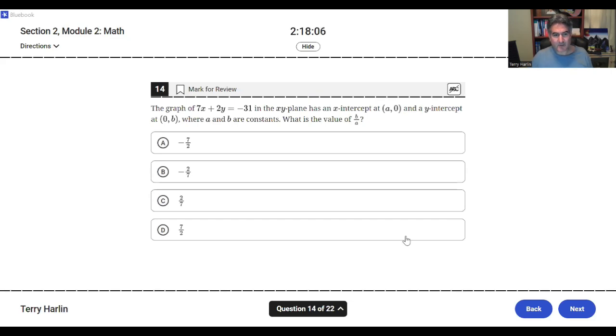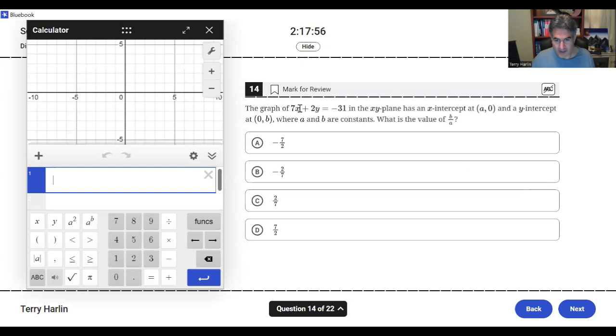Let's take a look at 14 in the next module. Okay, let me click on our calculator here. We've got the graph. This graph has an x-intercept of (a, 0) and a y-intercept of (0, b), where a and b are constants. What is the value of b over a? So we need to find out b over a.